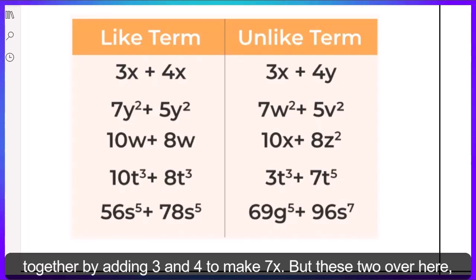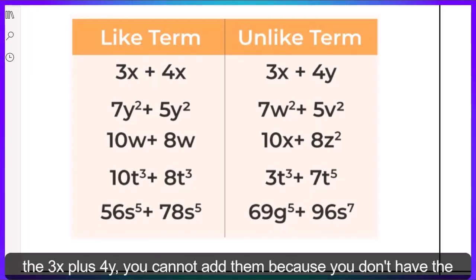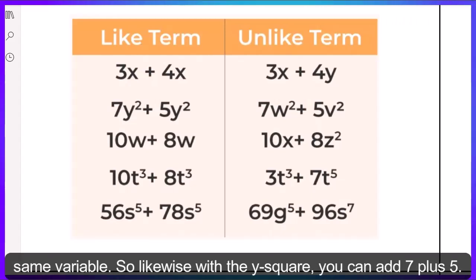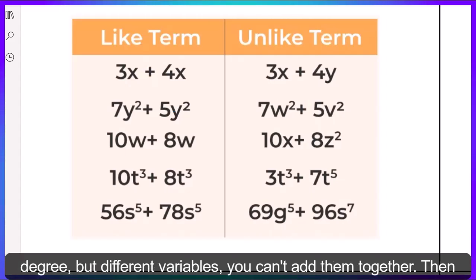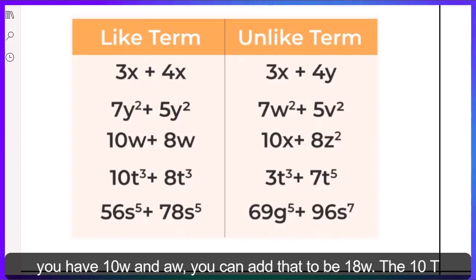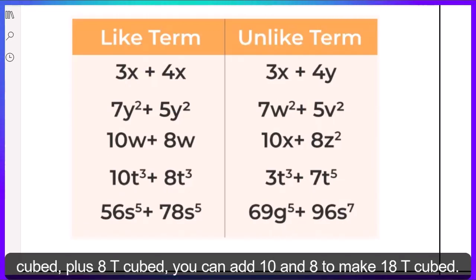But these two over here, the 3x plus 4y, you cannot add them because you don't have the same variable. Likewise with the y squared, you can add 7 plus 5. That's going to give you 12, but these are different variables. Same degree, but different variables. You can't add them together. Then you have 10w and 8w. You can add that to be 18w. The 10t cubed plus 8t cubed, you can add 10 and 8 to make 18t cubed.